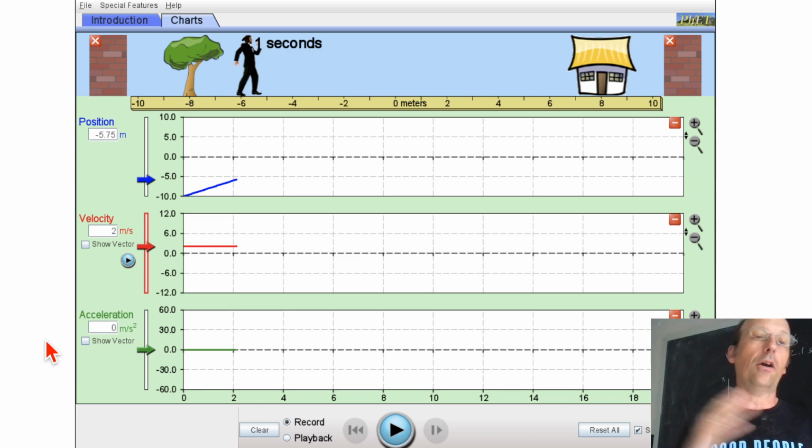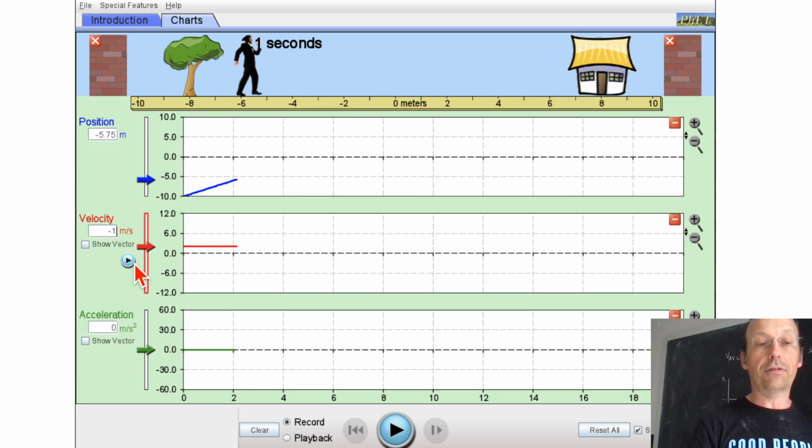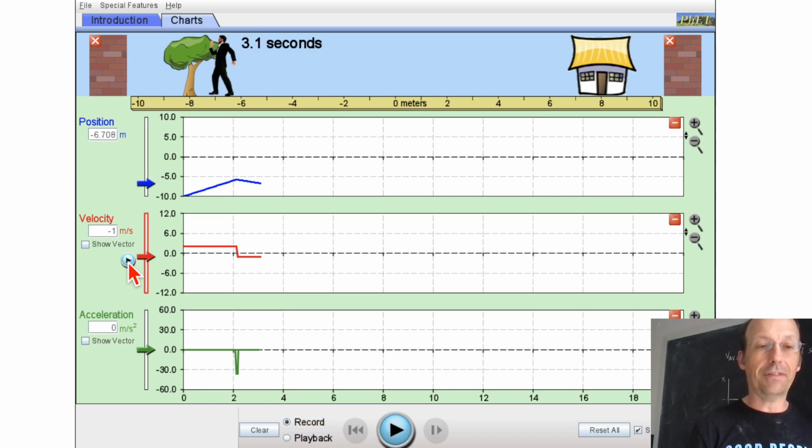Yeah, I can't because I can't go past negative 10. So let's do 1 meter per second for 2 seconds. So now I'm going to change this to negative 1 meter per second. I'm going to run that until it gets to 3. Oh, there. That did 1 again.